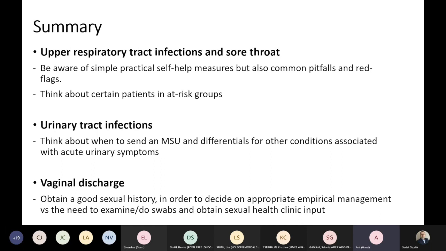So with the upper respiratory tract infections, we might think about self-help measures. With the urinary tract infections, we want to think about when to send an MSU and all the associated conditions we might want to exclude. With vaginal discharge, I think the most important thing is to take a really good sexual health history and decide on the need to obtain swabs. And that's pretty much the end of my slides.